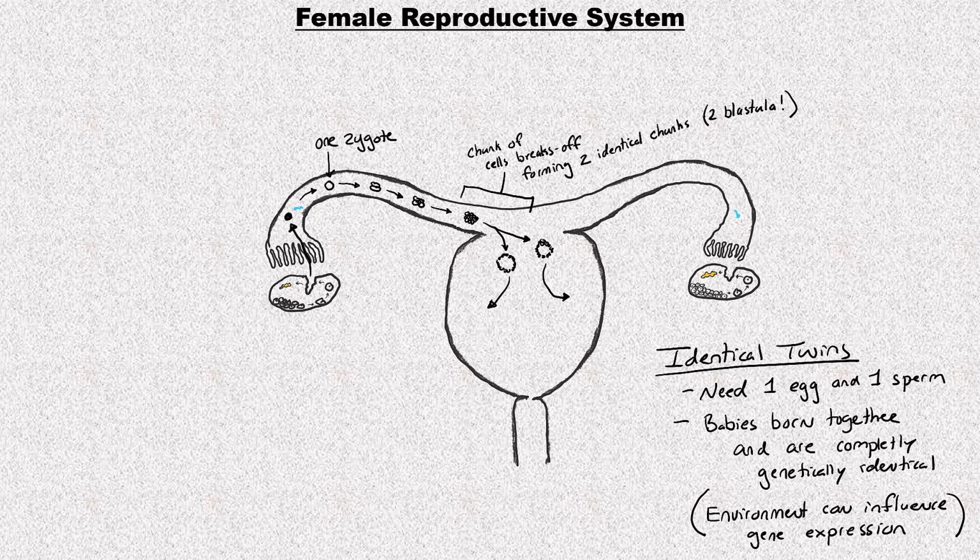Those babies will be completely identical, but the environment can influence gene expression. If you have 2 identical babies, one is underfed, one is fed very well, one's going to grow taller than the other. The environment can influence how genes are expressed. There are many examples of this, particularly the Himalayan bunny.